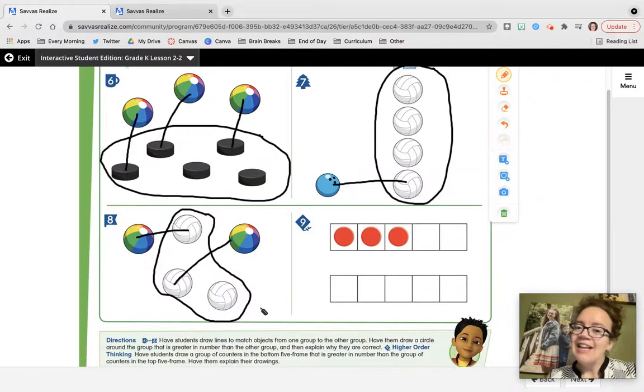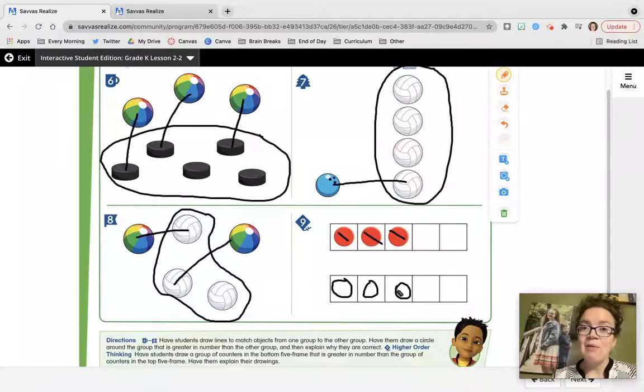Put your finger on kite number 9. Okay, look at the counters in number 9. Let's count the counters. 1, 2, 3. There are 3 red counters. In this bottom row, I want you to draw a group of counters that is greater than 3. How many will we need to draw? Well, we can first draw 3. 1, 2, 3. There, they are equal.